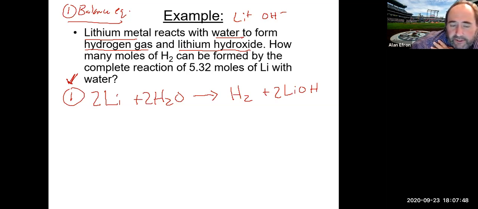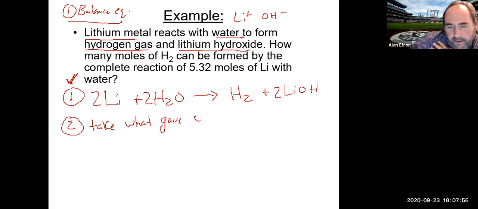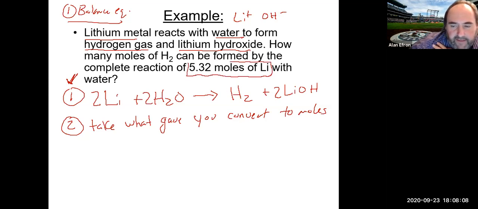So number two, what you want to do is take whatever they gave you and convert to moles. When we look at this problem, we're only given one piece of information, which is that we are starting with 5.32 moles of lithium. So the question is, do I need to convert that to moles? I hope the answer you're saying to yourself is no. I see shaking of heads, so that's good. No, because it's already in moles.